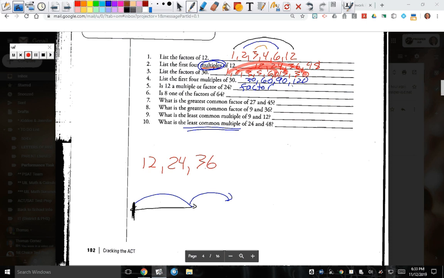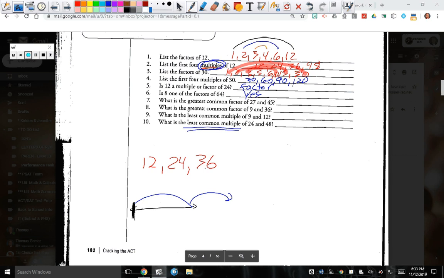Okay? Is 8 one of the factors of 64? Yes.